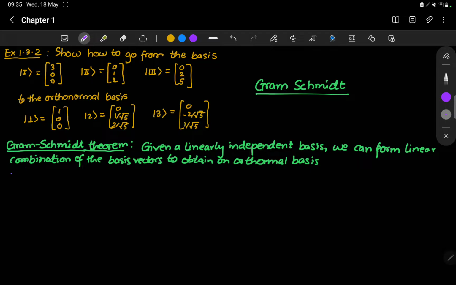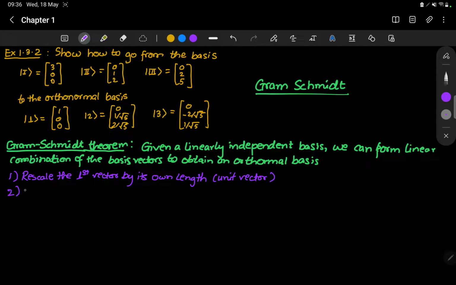So the procedure is: step 1, rescale the first vector by its own length. This rescaling by its own length is going to give us a vector of unit magnitude, that is a unit vector, because remember, for orthonormal basis we need orthogonal basis vectors of unit magnitude. So this is step 1.